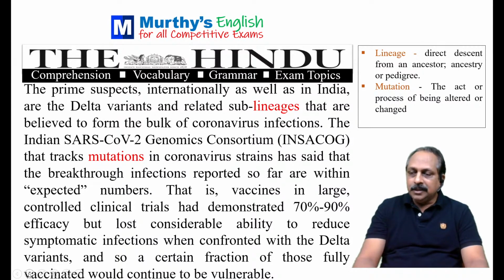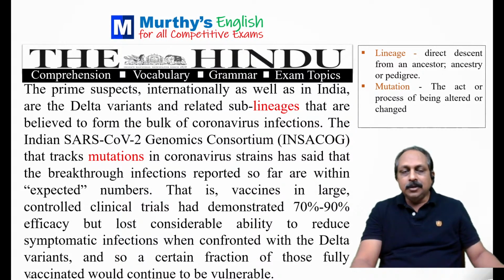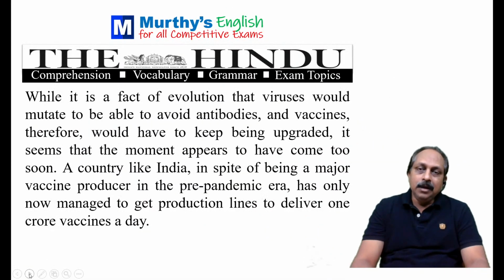Already we have got the word efficacy. That is, vaccines in large controlled clinical trials had demonstrated 70 to 90% efficacy, the efficiency of a particular drug, but lost considerable ability to reduce symptomatic infections when confronted with the Delta variants. For the major virus, COVID-19, the vaccines have been quite effective. But when it comes to Delta variants, they could not deal with it completely, and they could not reduce symptomatic infections. And so a certain fraction of those fully vaccinated would continue to be vulnerable. Because of that, those who are vaccinated are going to be vulnerable.